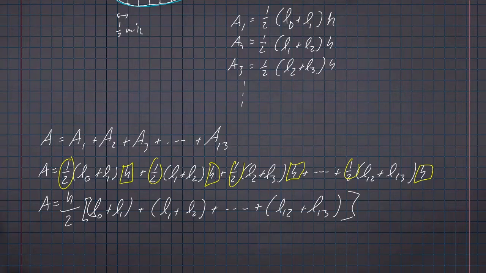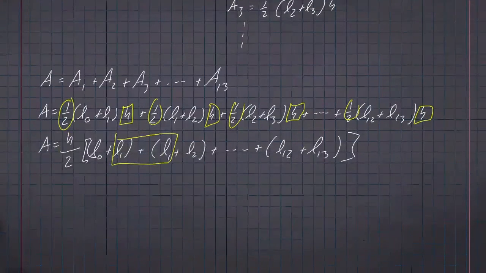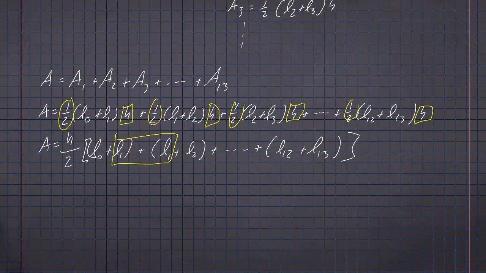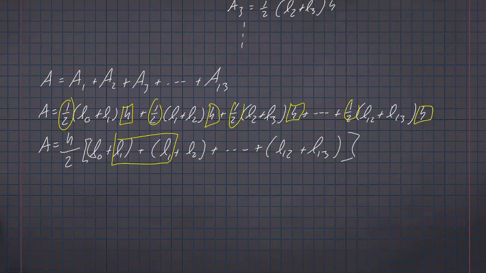And what I want you to notice here is that most of the lengths show up twice. L1 shows up in the first trapezoid and again in the second trapezoid. L2 will show up in the second and then again in the third. The two lengths that don't show up twice are L0, which is on the far left side, and L13, which is on the far right side. So we have to be a little bit careful about those.